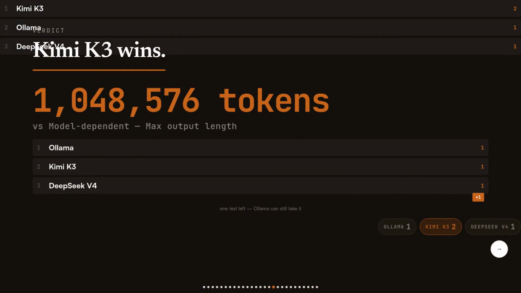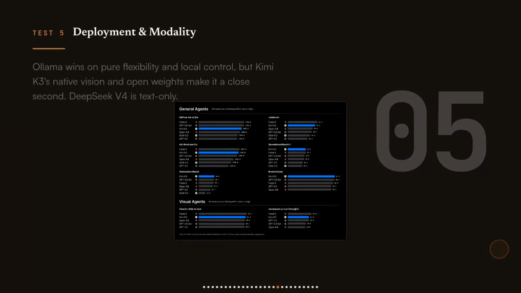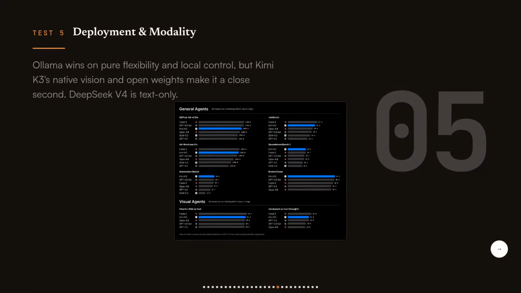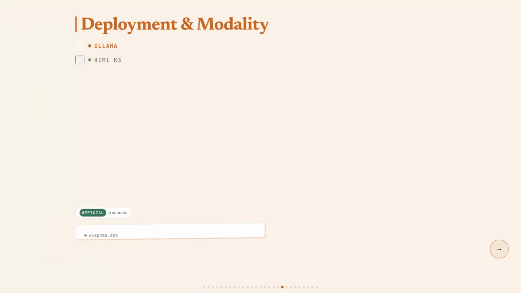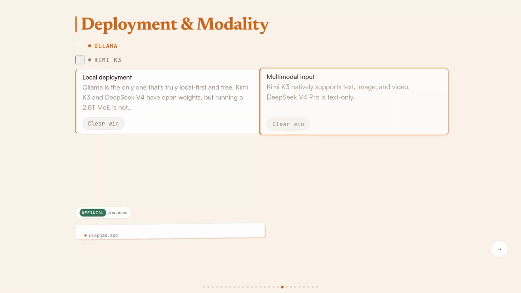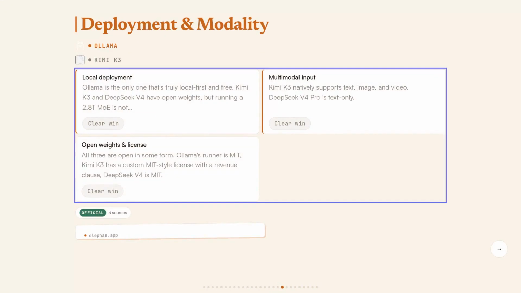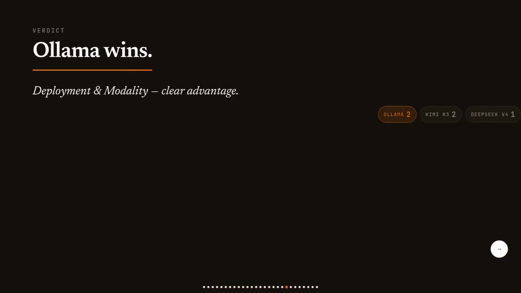Next up is deployment and modality, the test that quietly decides whether the rest of this comparison even matters. On deployment and modality, Ollama pulled clearly ahead once the workload got real. So Ollama takes deployment and modality, and the scoreboard shifts its way.